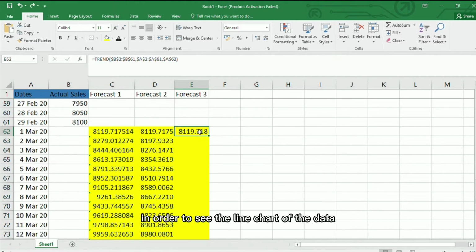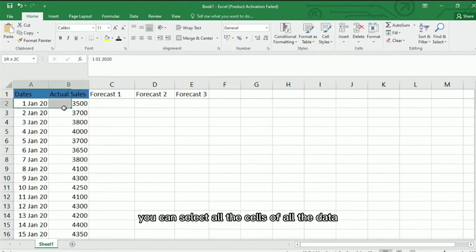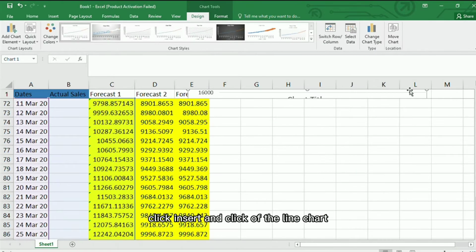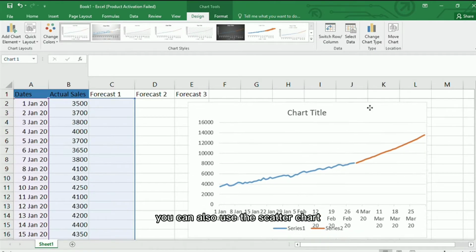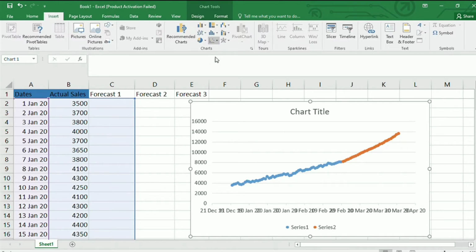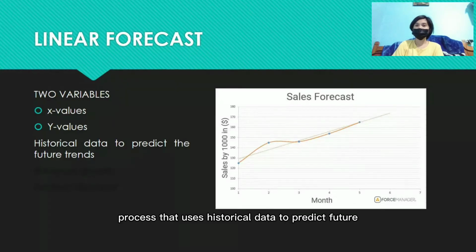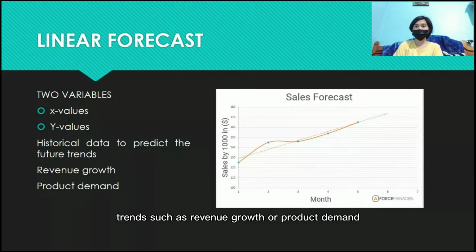In order to see the line chart of the data, you can select the cells of all the data. Click Insert and click on the line chart. You can also use the scatter chart. Linear forecast is a simple-to-use process that uses historical data to predict future trends, such as revenue growth or product demand. It can also help you to gauge the success of various sales funnel activities or marketing campaigns and their relationship to conversion and sales revenue.